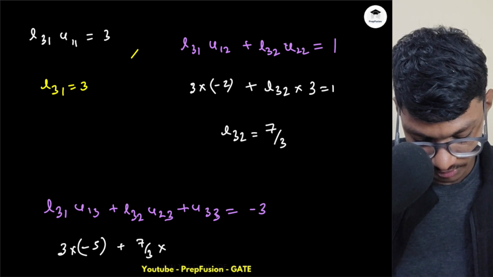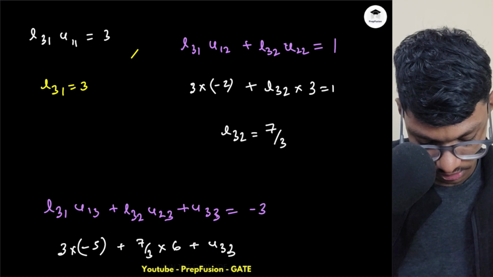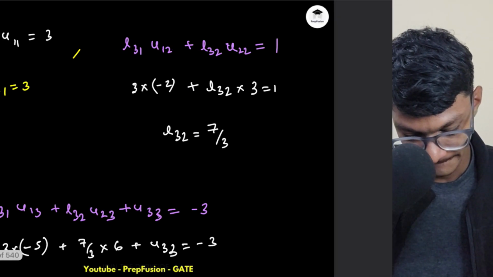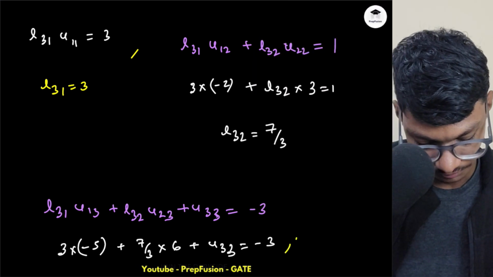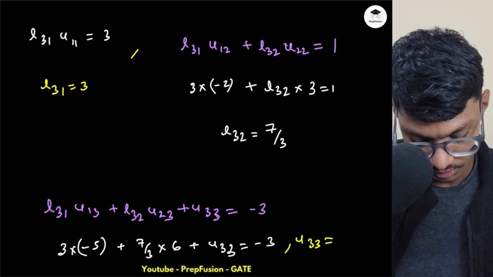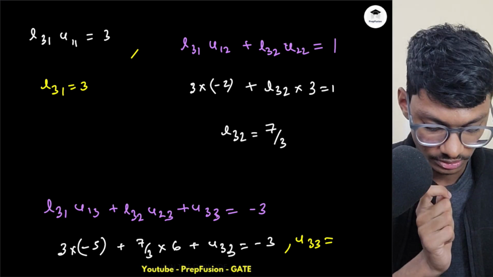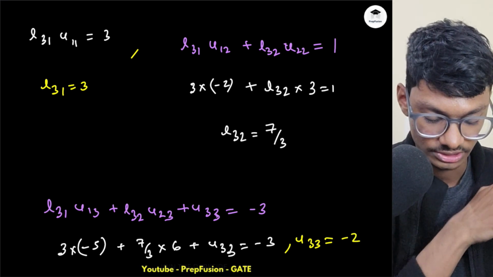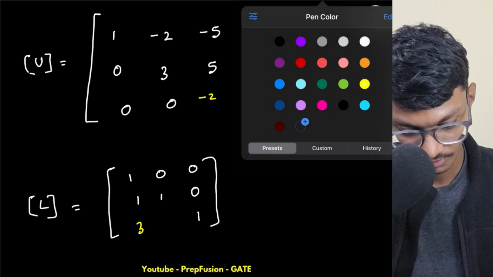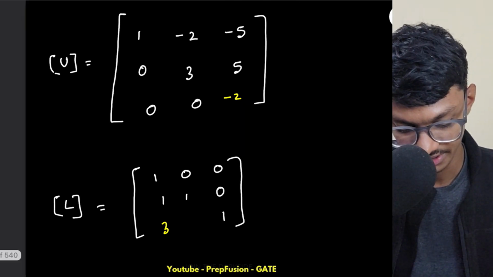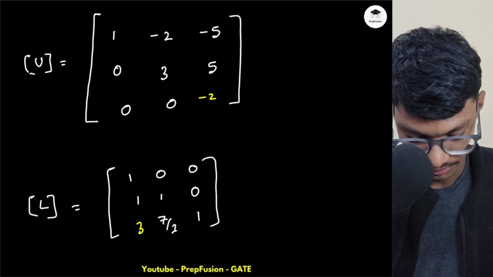So basically this will be 6, right? Times 6 plus U33 equals to minus 3. So basically what do you get? U33 value equals to minus 15 plus 14 minus 1, and minus 1 goes on the other side. This becomes minus 2. Sorry, U33 is minus 2, and L32 is 7 by 3. So this will be 7 by 3.